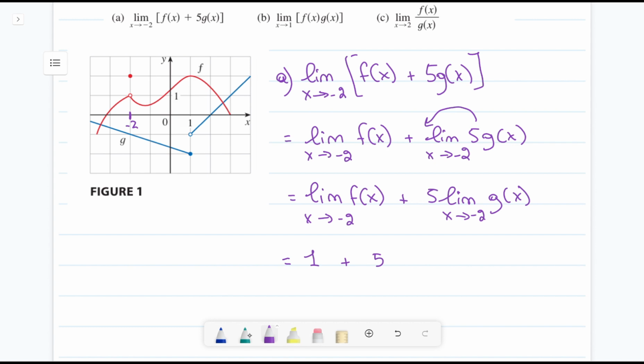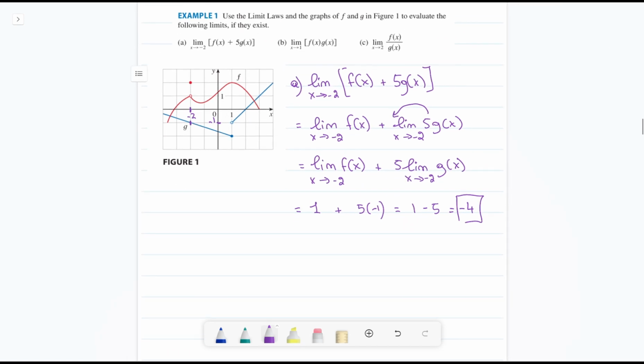-2 is somewhere around here on g of x. As we get close to it from the left, we are really getting close to the value of -1. And as we get really close to it from the right, we are also getting close to -1. So the limit is -1. So 1 minus 5 equals -4, and this is our answer for part A.